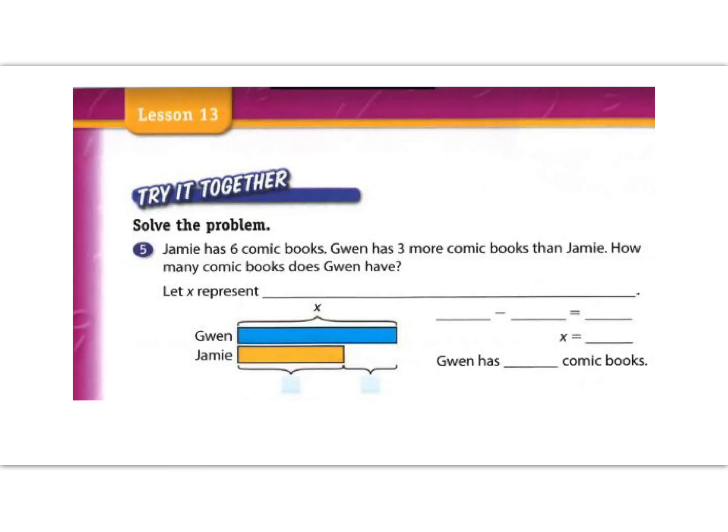All right, so it says solve the problem. Jamie has 6 comic books. Gwen has 3 more comic books than Jamie. How many comic books does Gwen have? So let X represent, well, that's what we don't know. We don't know how many Gwen has, so we can say X is number of Gwen's comic books. So write that in.